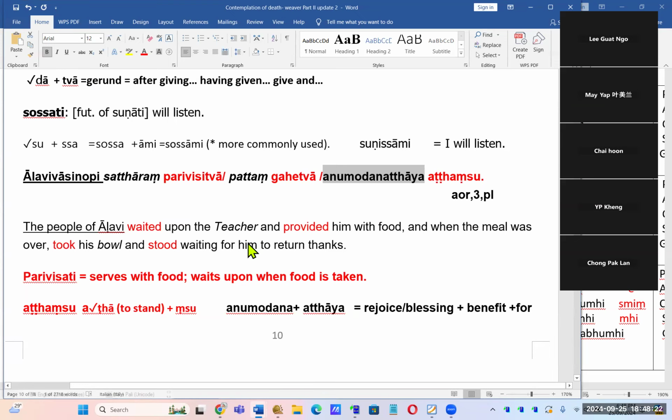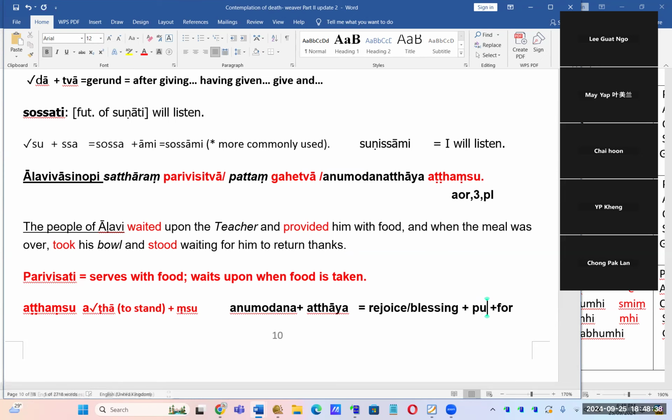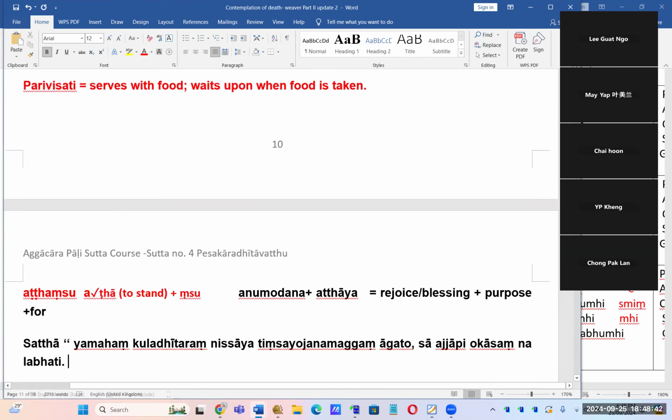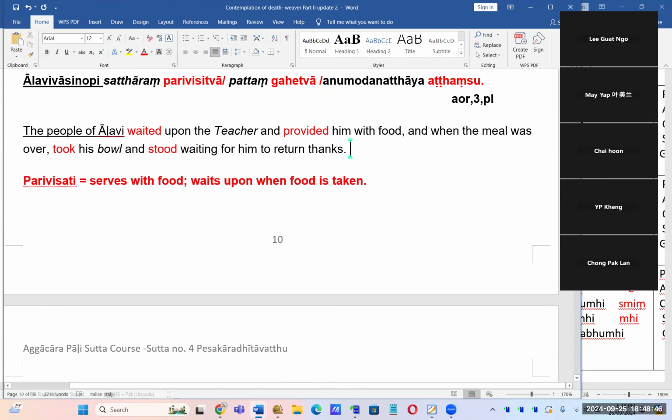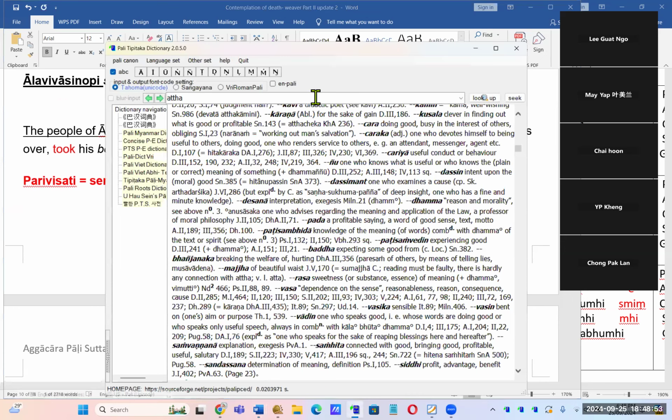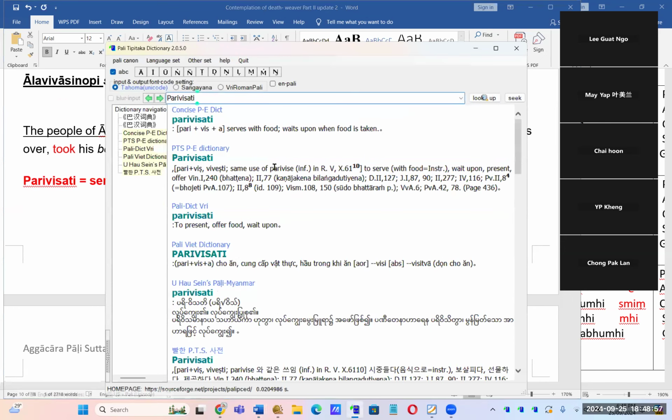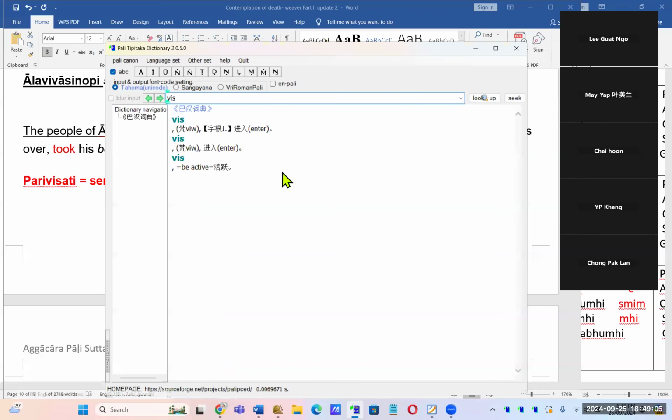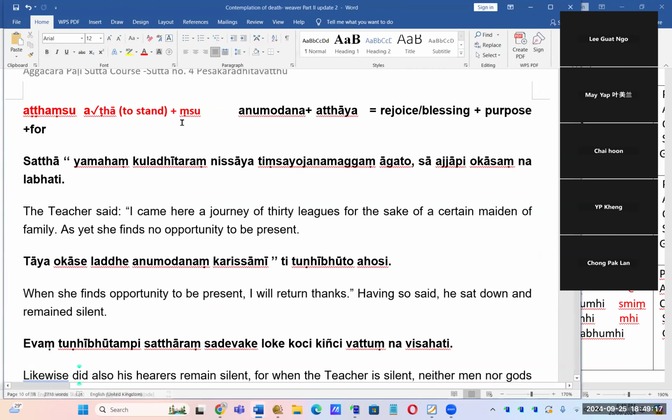So here we will translate as waiting for him to return thanks. This one is the English way, right? The English way of saying stood waiting for him to return thanks. Okay. So for the benefits, or for the purpose, better. For the purpose of blessing. All right. So Pali Visati. Visati. Pali vis. Now the root is vis. But vis has a few meanings here: to enter, be active. So okay. I'm just not sure about the root's meaning.